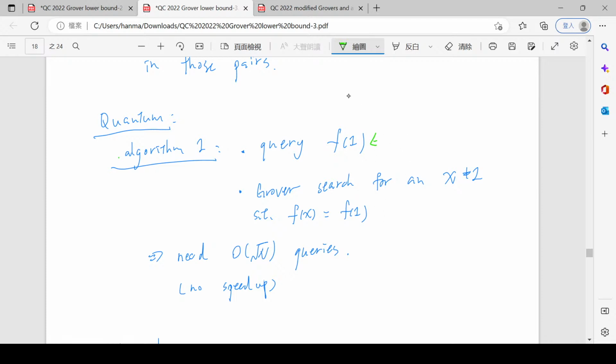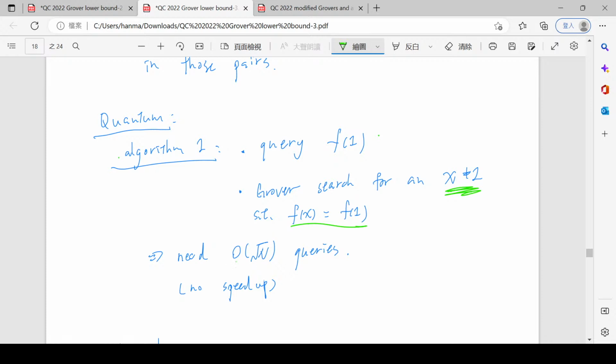Then because we know everything has a collision with it, this f1 also has a collision. So you just Grover search all the remaining items to see what is x such that f of x equals f1. And what's the query complexity of this? The query complexity is 1 plus the square root of n queries to find this x. Well, then that's order square root n.